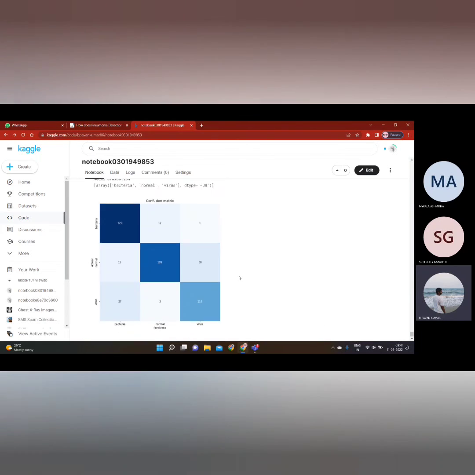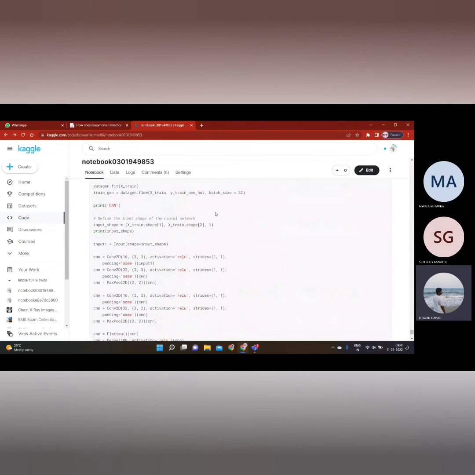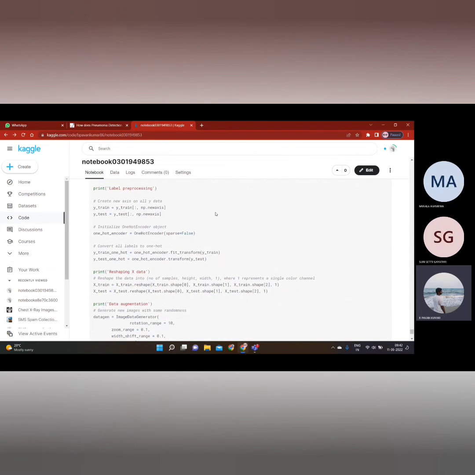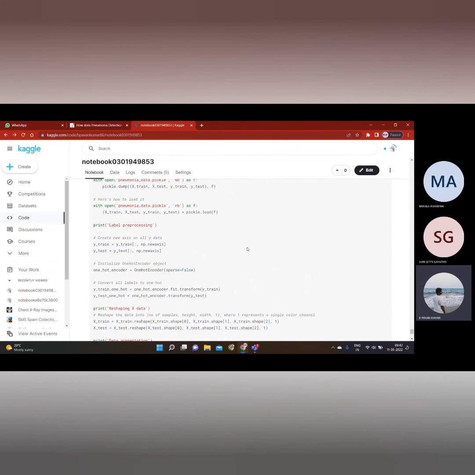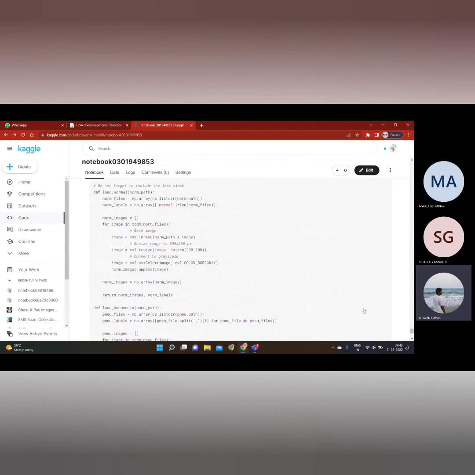This is our final deployment. We need to create a web page to upload one picture and find out whether that particular image shows pneumonia or not. We are trying to install it. That's all. Thank you.